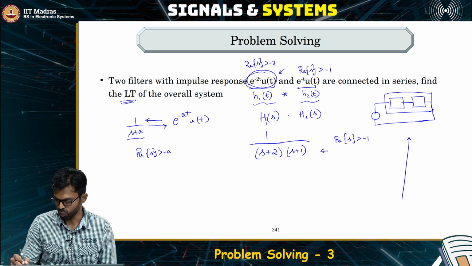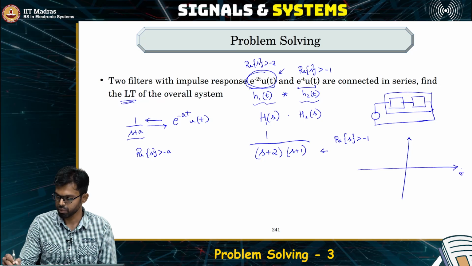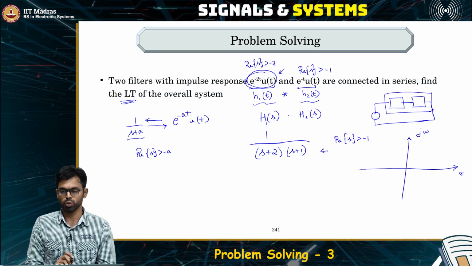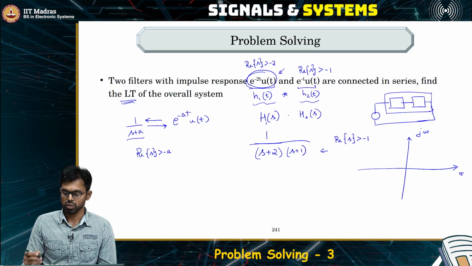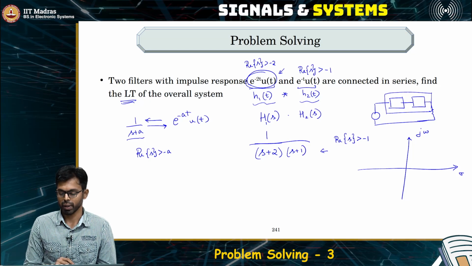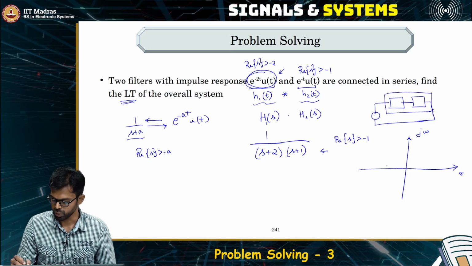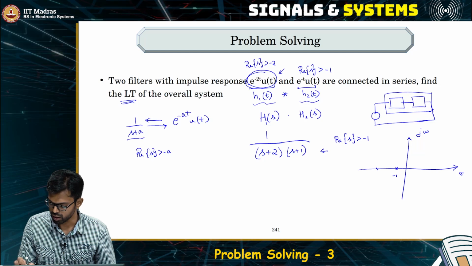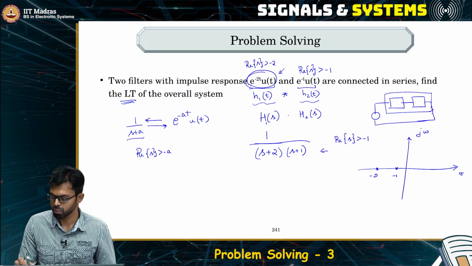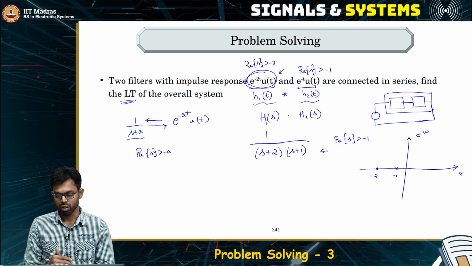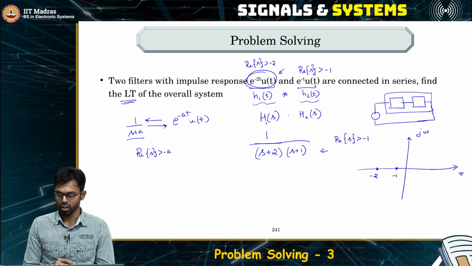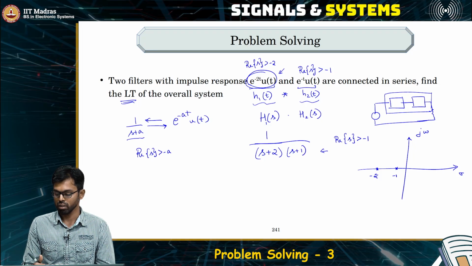Now if we want to plot the pole zero plot, how many zeros do we have? We have no zeros. There are only two poles. And where are the poles? The poles are basically at minus 2 and minus 1. So we have a pole at minus 1 and another pole at minus 2. All the poles are on the left half side, which means the system is stable. Okay, the system is stable.